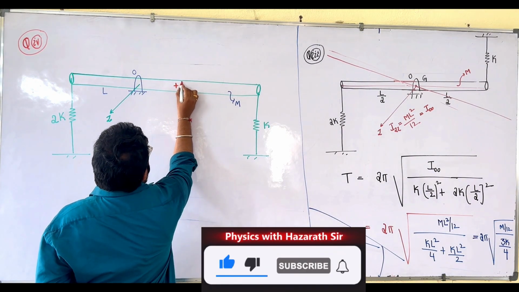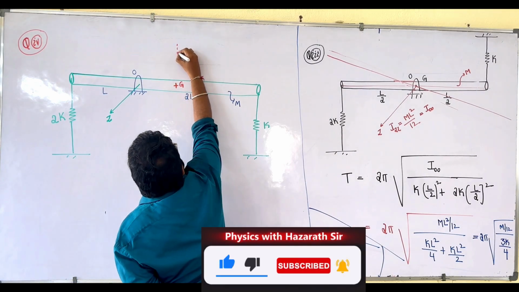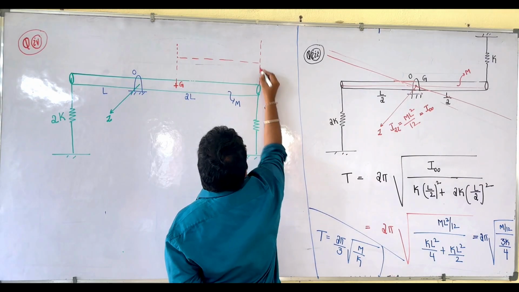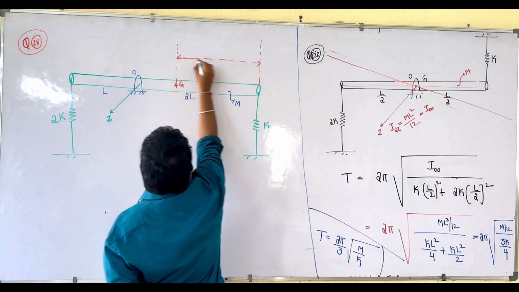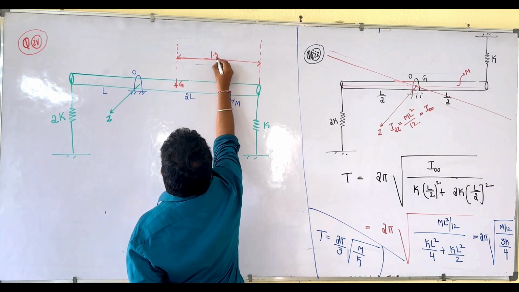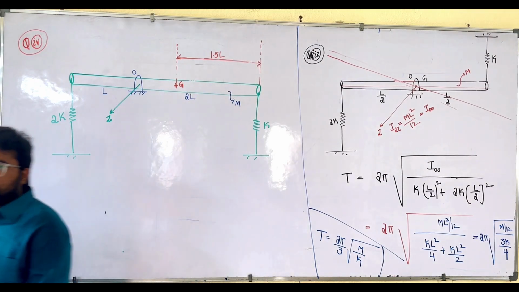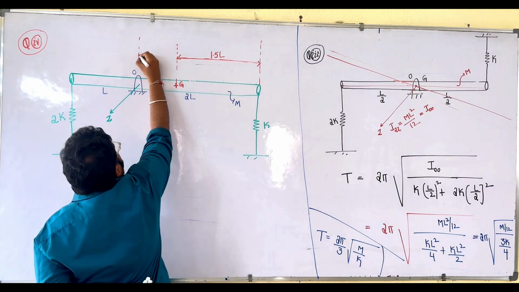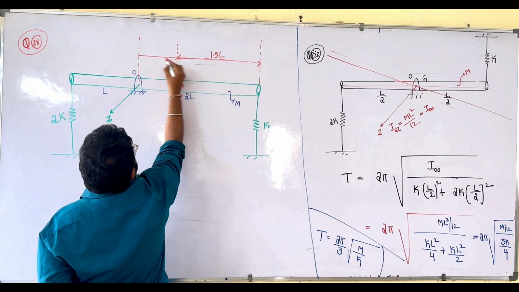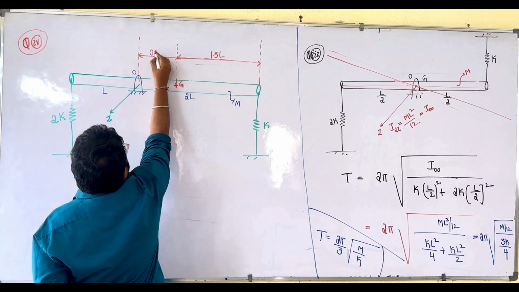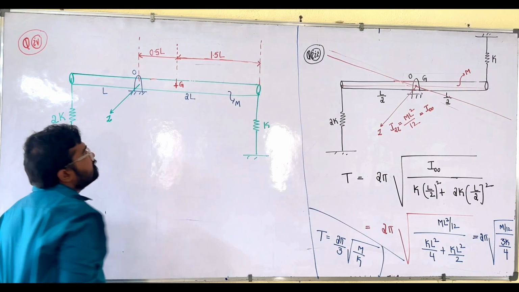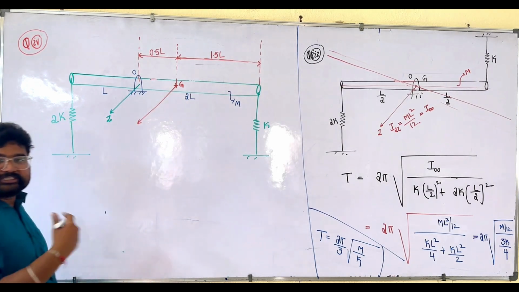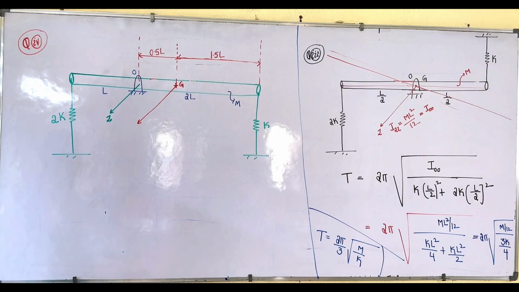This is the center of gravity. It is at a distance how much? Tell me. The center of gravity is at a distance of 1.5 L, total 3 L. Then from here to here how much? 0.5 L or L by 2. Apply the parallel axis theorem. What is the mass? Tell me, what will I OO be?